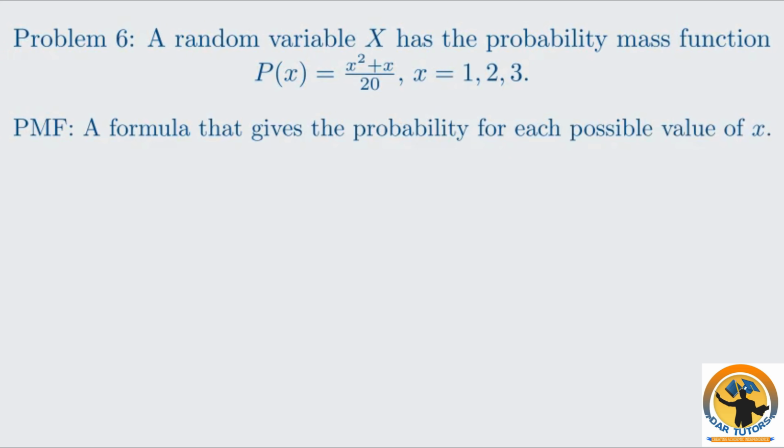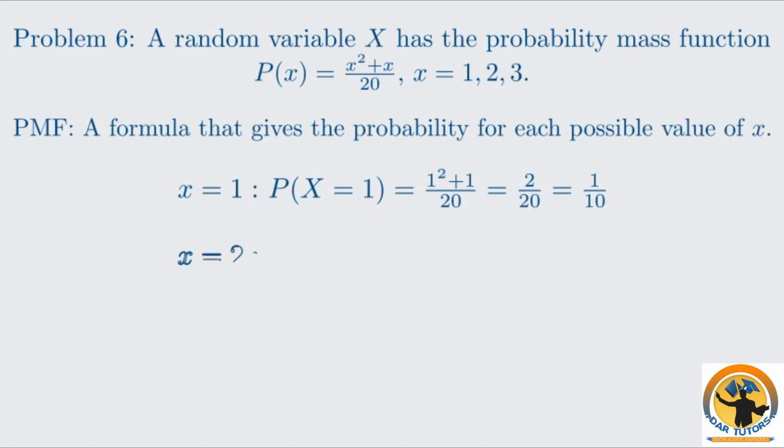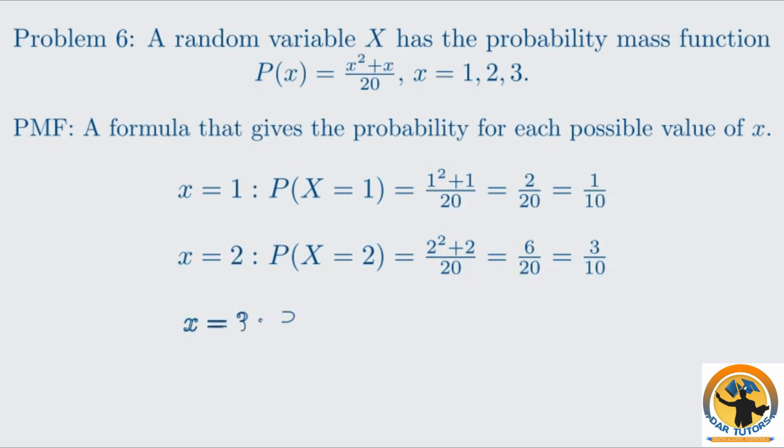Let's first construct the probability distribution table by plugging in the values for x. When x is 1, P of X equals 1 is 1 squared plus 1 all over 20, which is 2 over 20 or 1 over 10. When x is 2, P of X equals 2 is 2 squared plus 2, which is 6 over 20 or 3 over 10. And when x is 3, P of X equals 3 is 3 squared plus 3, which is 12 over 20 or 3 over 5.